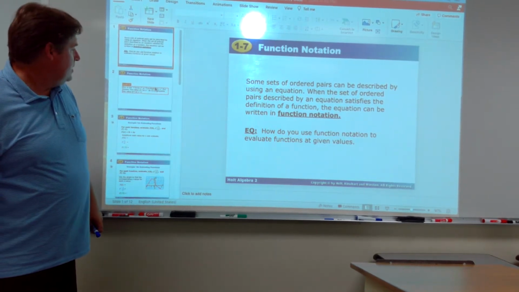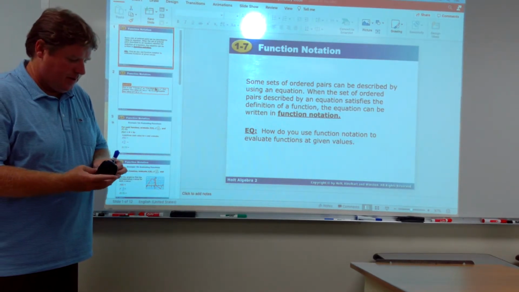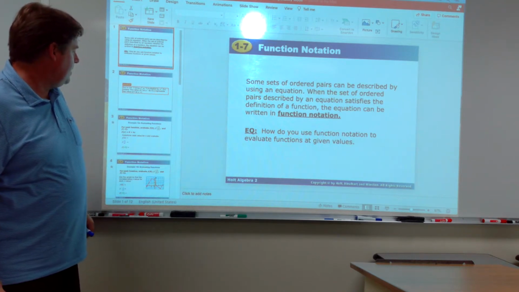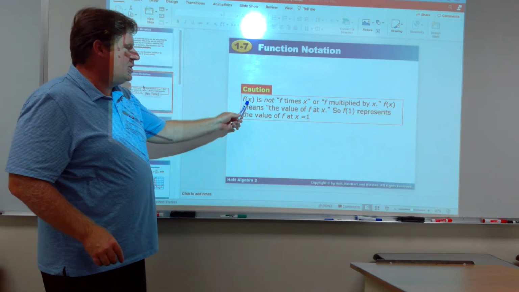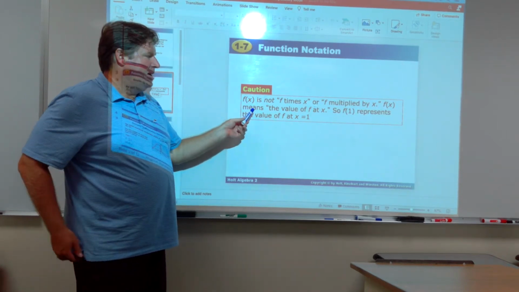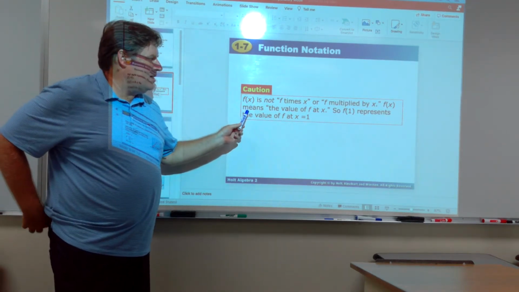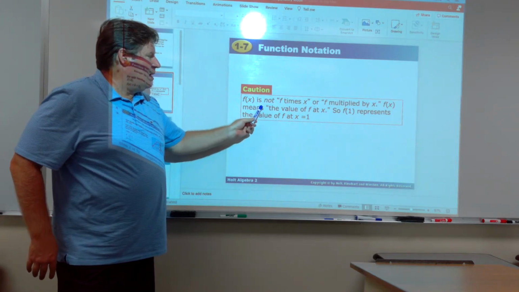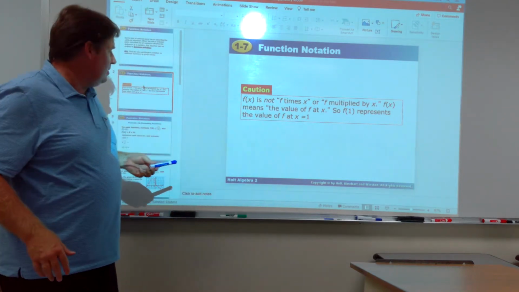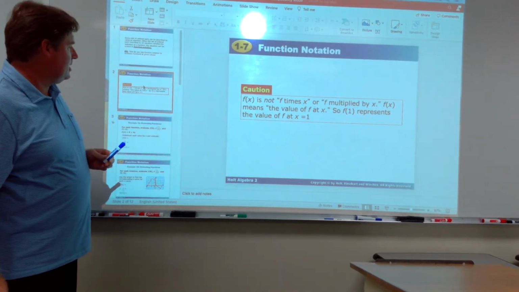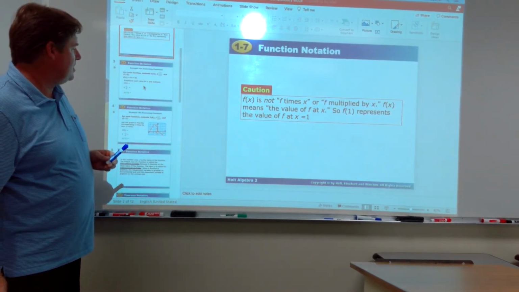Okay, so let's turn that on. Okay, there we go. All right, so once again, when we see f with these parentheses, we read f of x. So basically it's saying, hey, let's find the function value for f if we put x in. And a lot of times we'll put a number in there. So let's see what that looks like on just a few problems to evaluate.